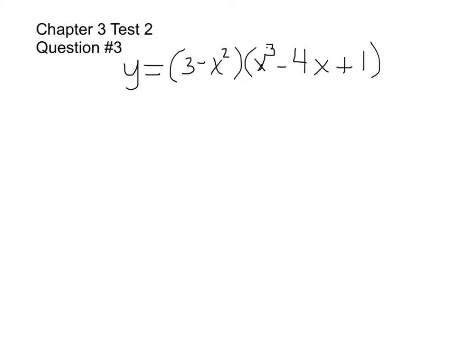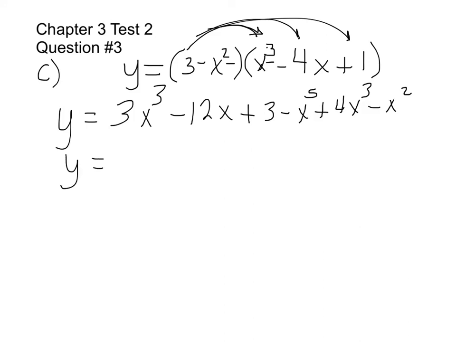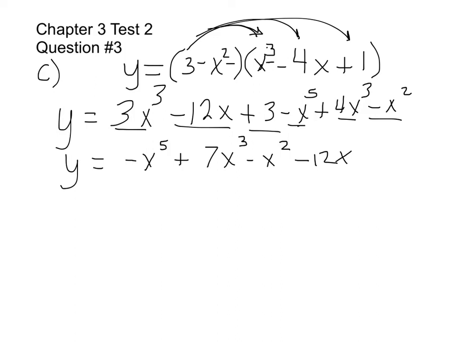Alright, so here is question number 3, part C. So we want to find this first and second derivative. What I probably would have done is go ahead and distribute and multiply all this out, meaning you would have ended up with 3x cubed minus 12x plus 3 minus x to the 5th. Remember, when you multiply same bases, you add the exponents, plus 4x to the 3rd minus x squared. I can collect some like terms and maybe even put this in order of exponents. So I have minus x to the 5th plus 7x to the 3rd minus x squared minus 12x plus 3.